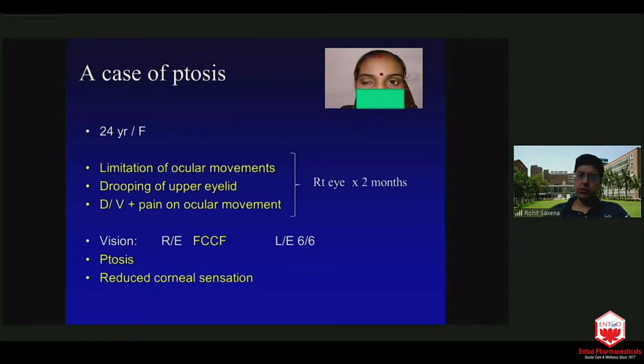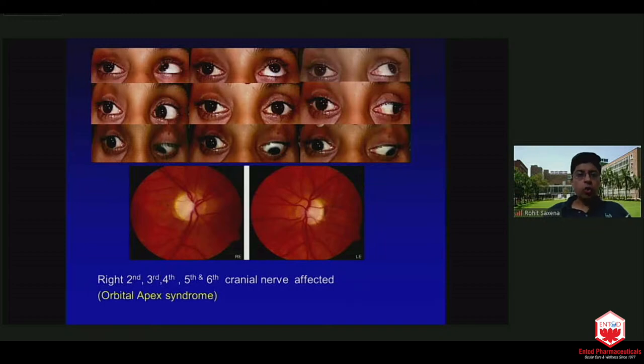Now, this was a case of ptosis, 24-year-old female, limitation of ocular movements, drooping of the upper lid, and diminished right eye vision, finger counting close to face. So on examination you had ptosis and reduced corneal sensation. So the key thing you're looking at is localizing the lesion in this case. You can see that there is limitation of ocular motility, the medial rectus, the lateral rectus, elevation, depression, and of course a temporal pallor, which is pretty significant.